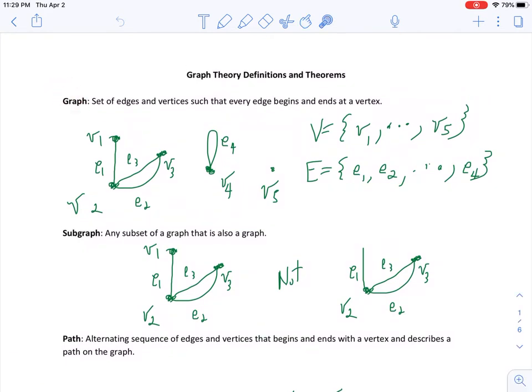So what's a graph? Well, a graph is a set of edges and vertices, and the rule is every edge begins and ends at a vertex. So what I say is there are no dangling edges. Every edge has to begin at a vertex and end at a vertex. So here is an example of a graph.